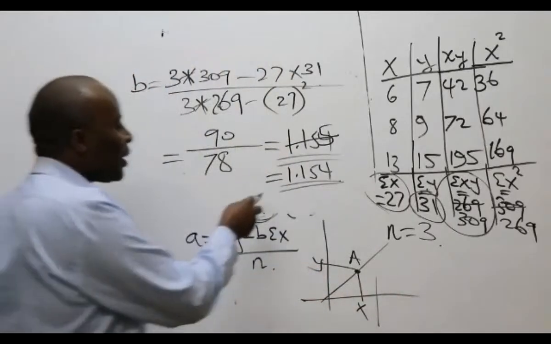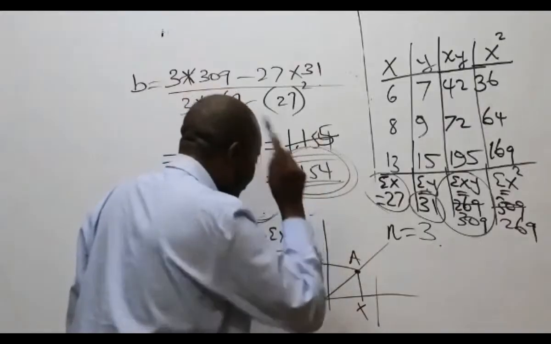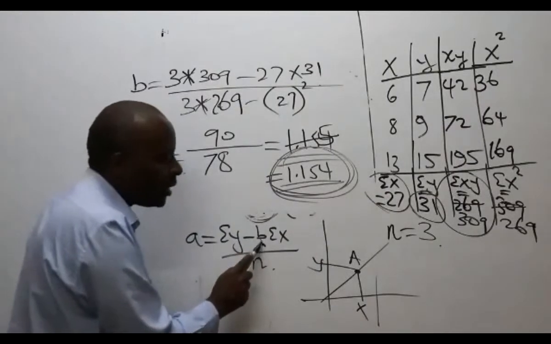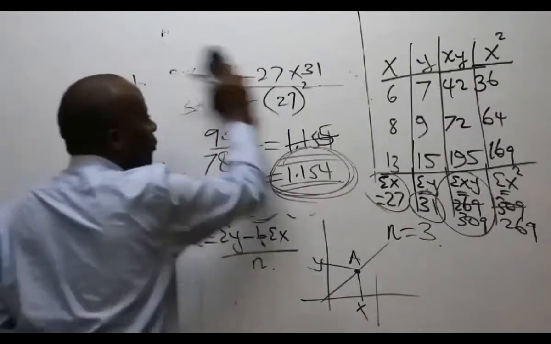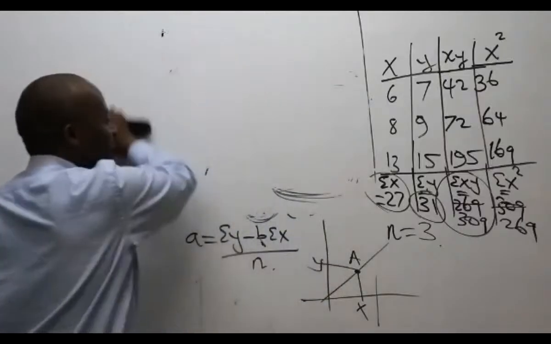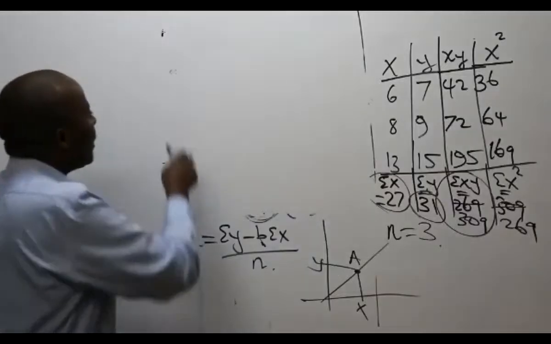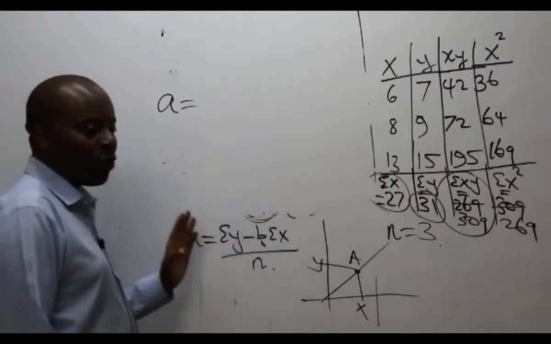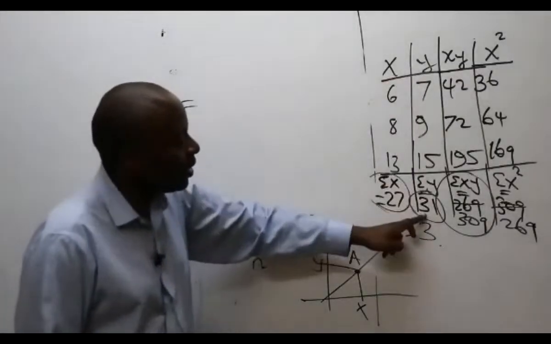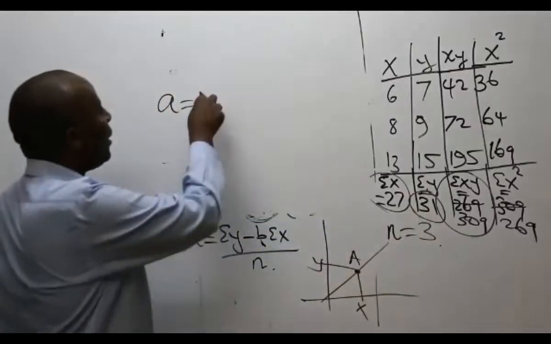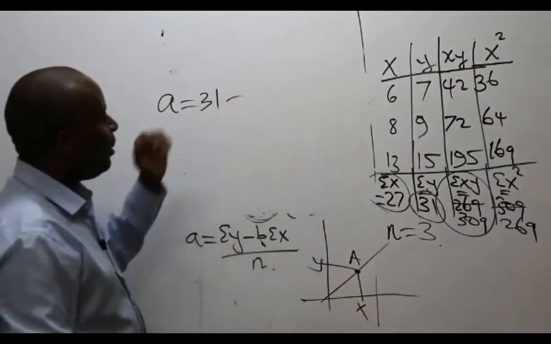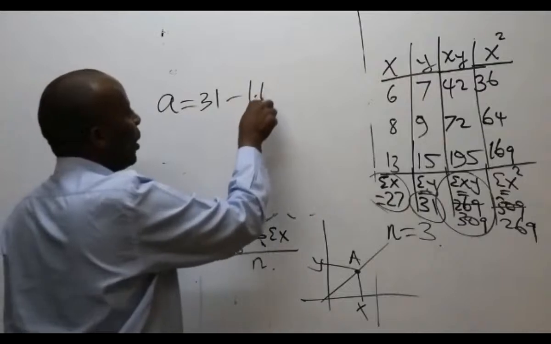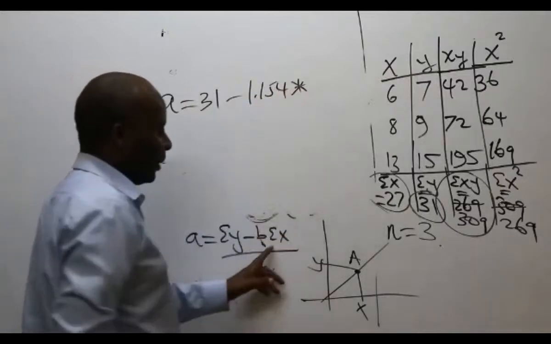Ladies and gentlemen, this figure here will be stored somewhere at the back of my mind because I need it here. While calculating A, I need the value of B. So I have to really write it permanently somewhere at the back of my mind. So please come and give me the value of A. How do we get A? To get A, we are taking summation of Y, which is 31, minus the value of B that we got, which was 1.154, times summation of X.